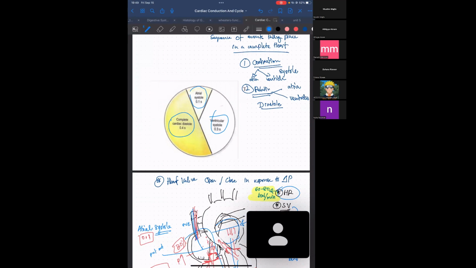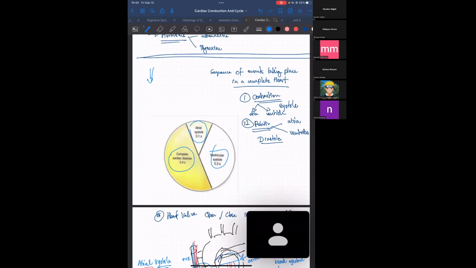Before that, you have to say when the blood comes to the atria, the pressure in the atria increases. Therefore, passive blood flow will happen to the ventricles.